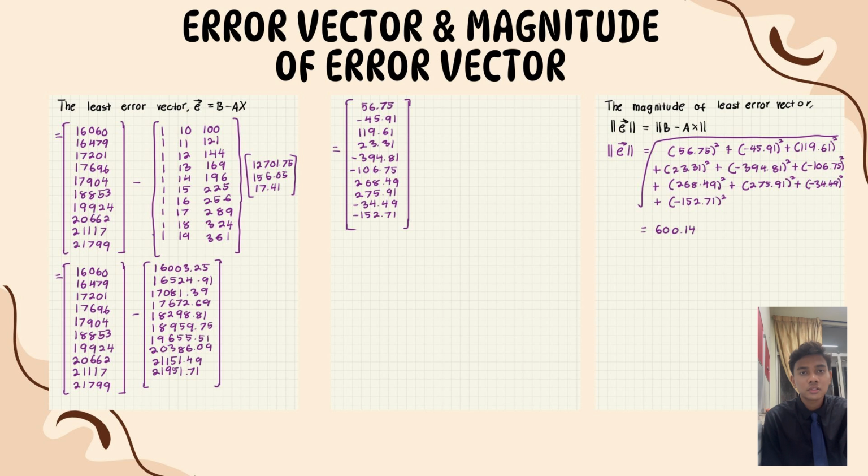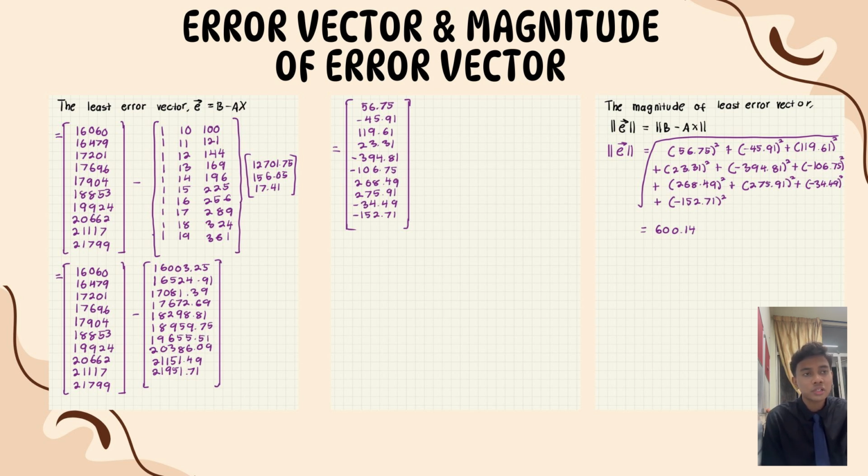Next, we need to calculate the error vector and the magnitude of the error vector. The formula to calculate the error vector is b minus A times x. So we take the matrix b, and then minus A times x. We need to calculate A times x first, and then take the matrix b and minus the answer that we got from A times x, and then we get the error vector and each value.